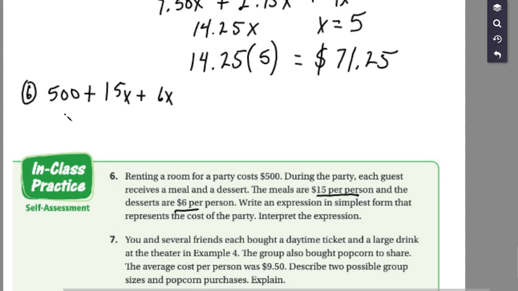Okay, so if I combine the like terms, the 15x and the 6x, we're going to add 15 and 6, so that's going to give us 21x. Okay, so that means $500 is what everyone has to pay right up front to rent the room. Then it's basically $21 times the number of people that are going to come.